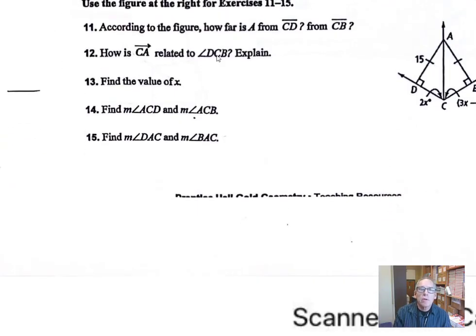Okay, let's look at number 11. According to the figure, how far is A from CD? So according to this figure, A is 15 units from CD, measured along this perpendicular.